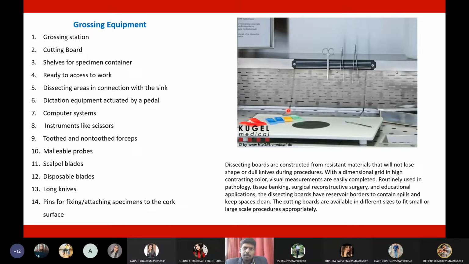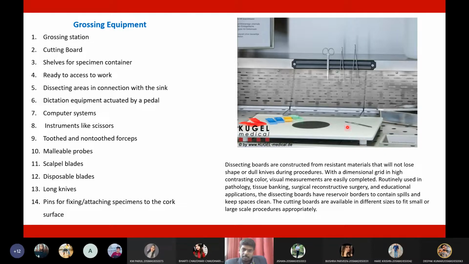dissecting tables have some important properties. Their legs should not be slippery. Their legs should have rubber grips because the floor is already wet. So they should be rigid. They should be slip proof. They should not slip during the cutting.